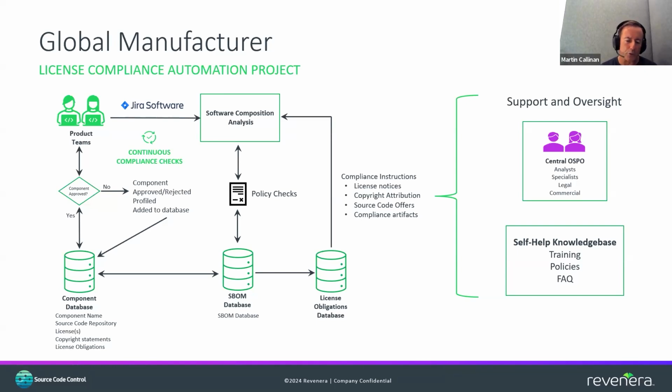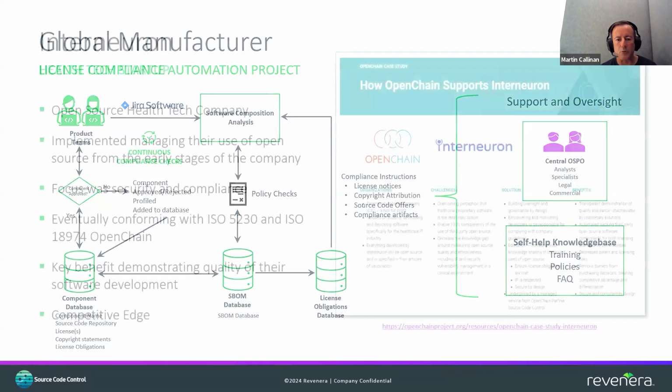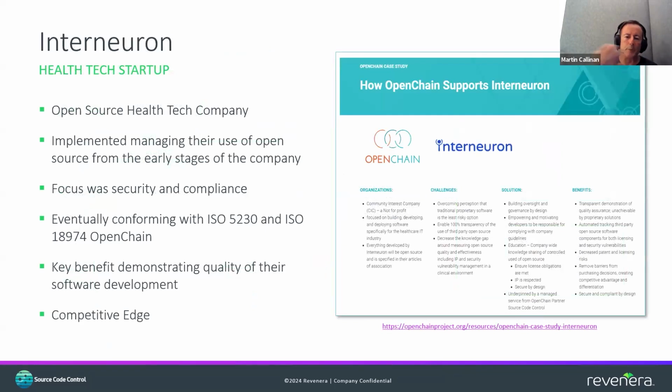Now, I'm going to move on to another example, which is another extreme, which is not a global company, but a smaller company. And I'm going to bring in Joel from Interneuron, who we've worked with for a number of years. So Joel, do you want to just start with, to get a bit of background about, from your perspective, what is the challenge that you're trying to address? And then I'll talk about how we worked with you to deal with that.